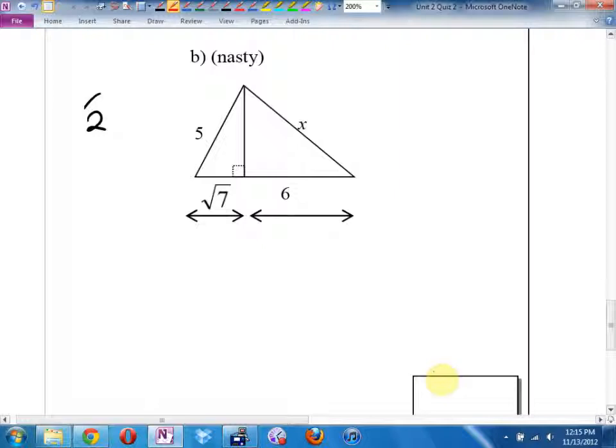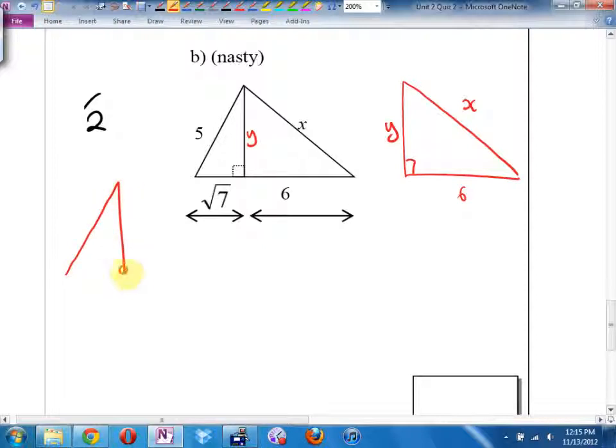Well, eventually. To find X, I'm going to use this triangle here. The problem is, to do that, I need that side, and to find that, I'm going to use this small triangle here. There's 2 triangles in here. So first I'm going to find y, then I'm going to use y to find x.